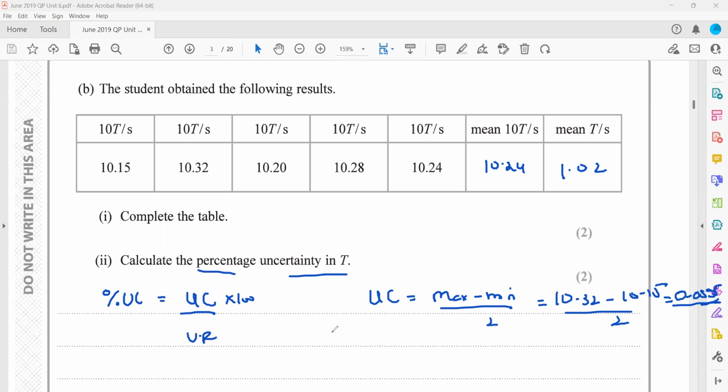And then the percentage uncertainty is the uncertainty, 0.085, divided by the value we record. What value do we record? Sorry, the average which we record, that is the mean, 10.24. For group data, uncertainty is divided by the value recorded, or you can also say the mean, because it's group data. So we divide by the mean and multiply by 100.